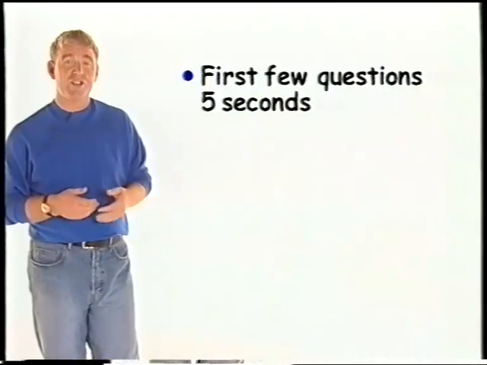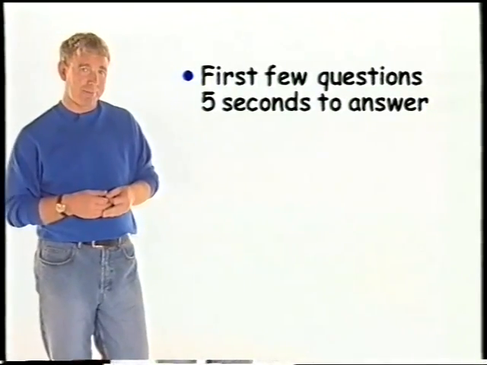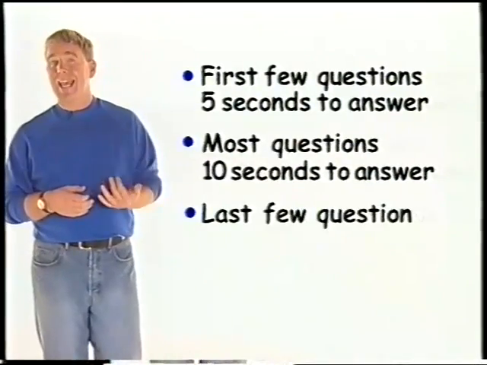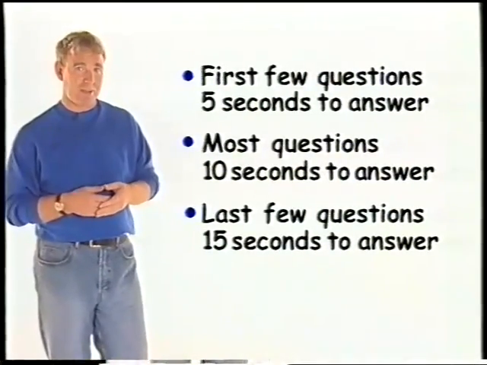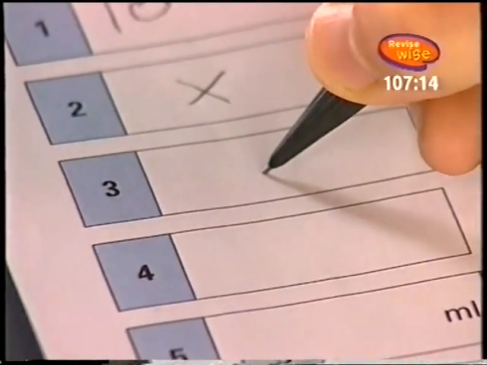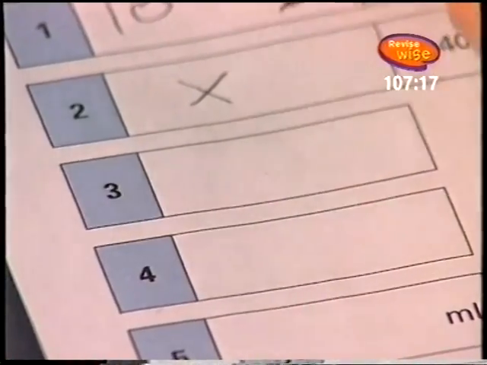For the first few questions, you have 5 seconds to answer each one. After that, there are some questions that give you 10 seconds to answer them, and then a few at the end that give you 15 seconds to answer them. Remember, once the tape has started, your teacher can't stop it, so it's important to keep up. If you get a question you can't answer in the time, forget it. Listen to the next question. Otherwise, you might miss a question that you can answer. It's also a good idea, if you can't answer a question, to put a big cross in the box. That'll stop you putting the answer to the next question in the wrong box.